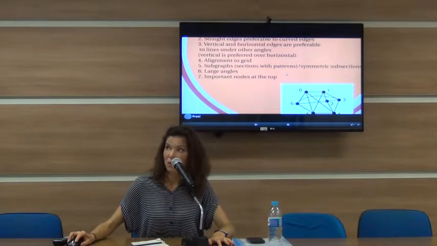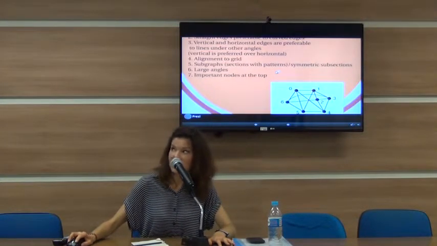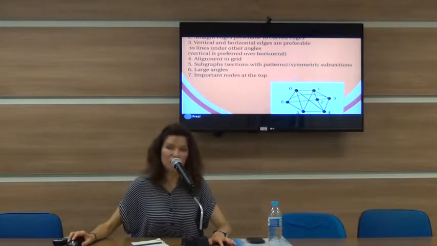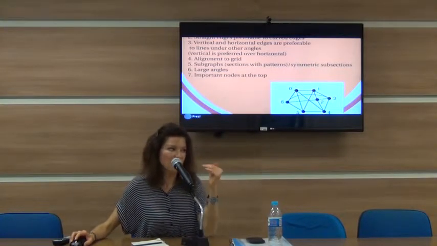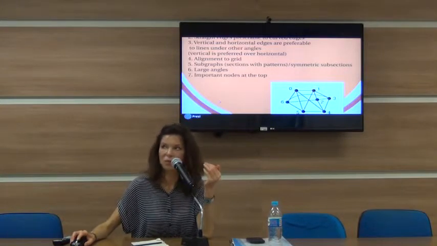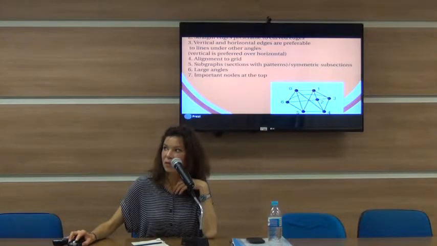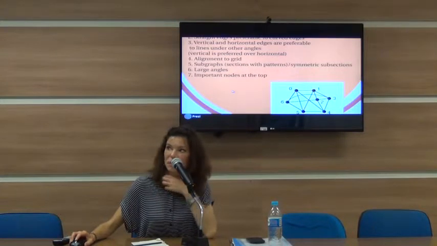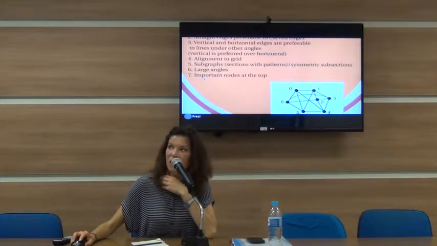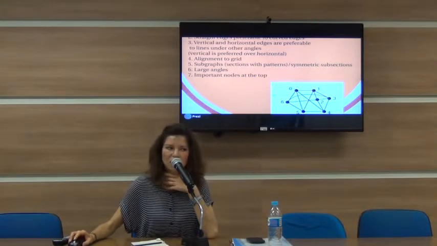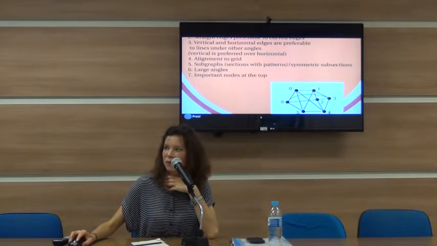Subgraphs or sections with some patterns, symmetric subsections, are very important, which corresponds to the previous slide. Large angles. So here, for example, the angles are very narrow, but here some angles are large. So people prefer larger angles, and also important nodes on the top. But well, in this picture we don't have important nodes.